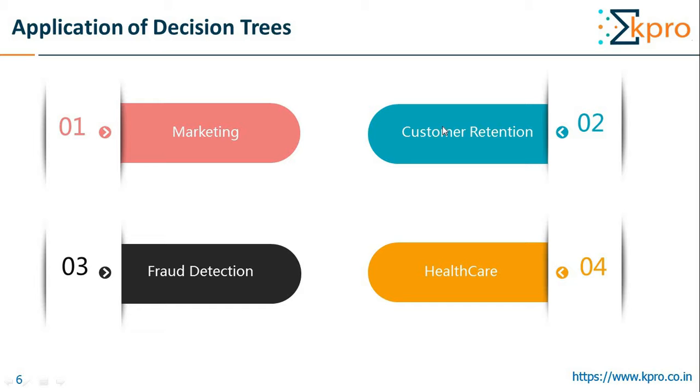It helps business to detect fraud beforehand and drop fraudulent customers. In the healthcare sector, it classifies patients having a higher risk of suffering from heart diseases, cancer, etc. So these are a few applications of decision tree.